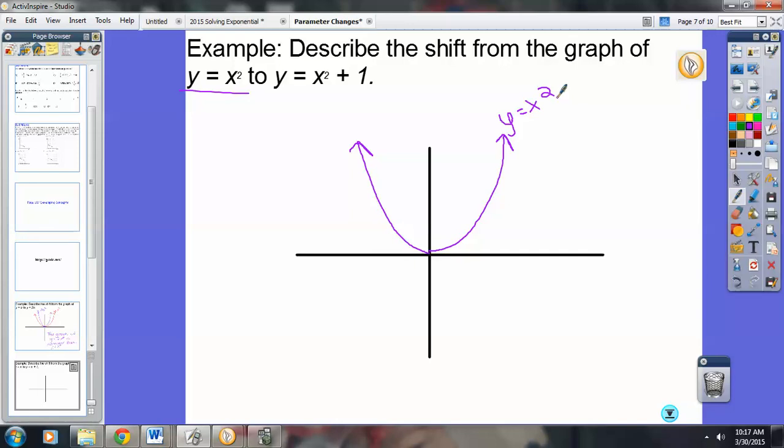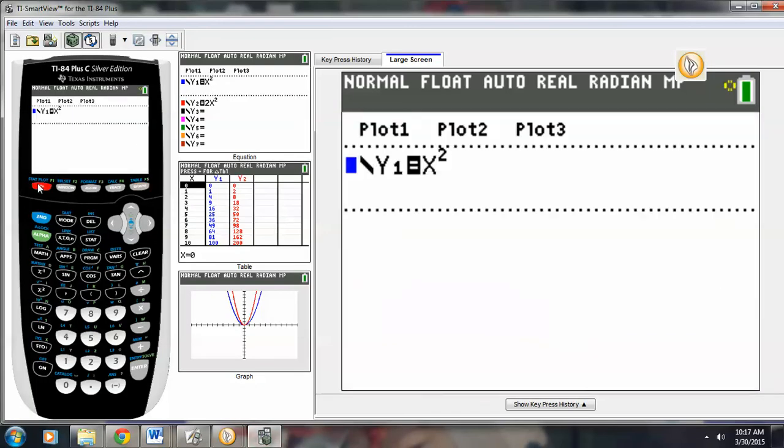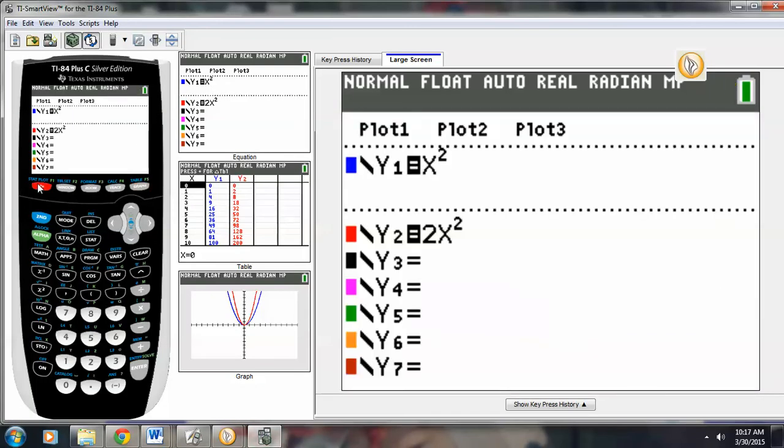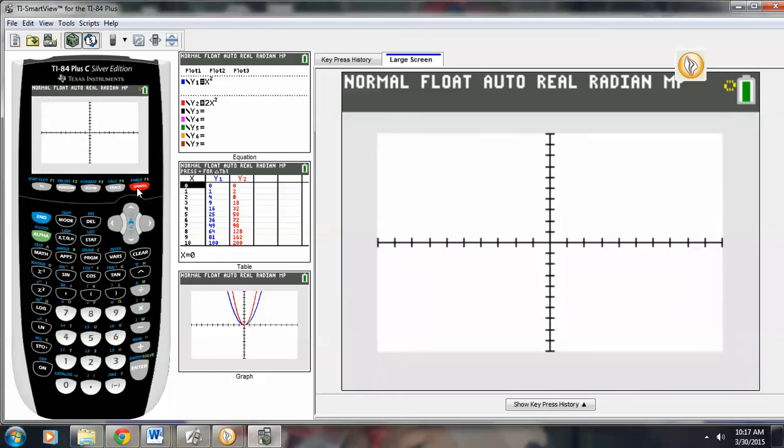Now for the second graph, y equals x squared plus 1, we're going to type that into our graphing calculator. So go back to your graphing calculator. We're going to go to y equals. Now I don't want to clear out the first one, do I? Because I'm using that to compare. So let's leave that one in there. Go to the second graph down here to y sub 2 equals, and I'm going to clear that out. Now here, let's type in x squared plus 1. Go to graph to see a picture.